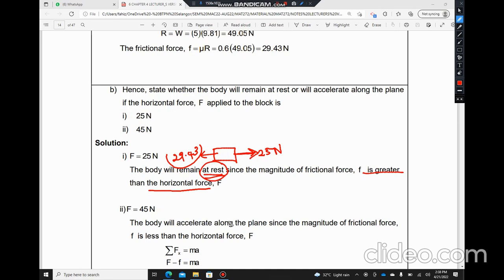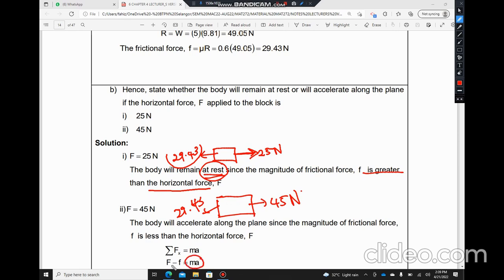Okay, katakan second one kita letak 45. And then this one 29.43. The body will accelerate along the plane since the magnitude of frictional force F is less than the horizontal force F. Okay, maksudnya dia ni bila kita letak force 45, so dia akan bergerak. So bila dia akan bergerak, dia akan ada kelajuan which is A.